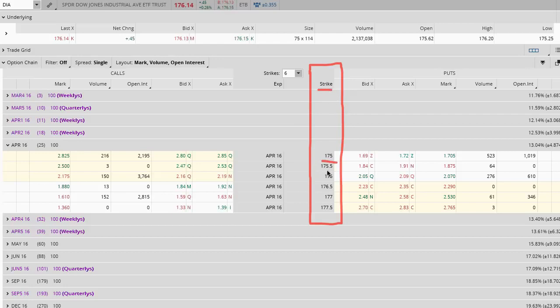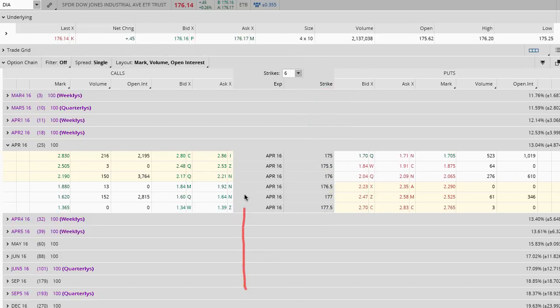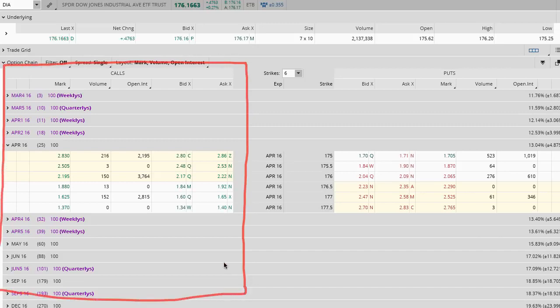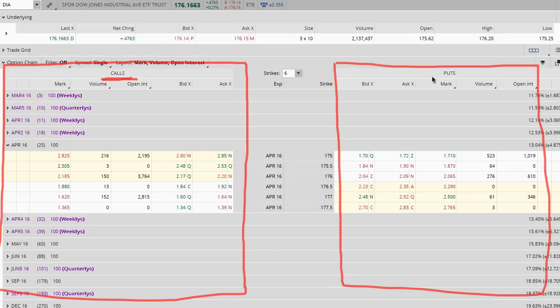You've got the 175, 175 and a half, 176, etc., as many times as you want to see those different strike prices. Now, generally speaking, the pricing table is divided into two sections. On the left-hand side, you're going to have your call options. This is usually universal across most broker platforms. You will always see the call options on the left-hand side of the pricing table. On the right-hand side, you're going to see the put options.